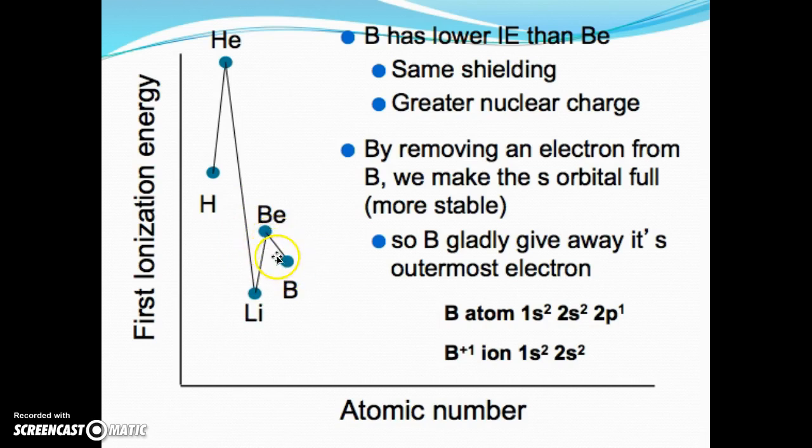But the nuclear charge has increased. But when we remove an electron from B, we end up giving it a full s orbital. So B gladly gives away its outermost electron, because if we look at the electron configuration here, as an atom, boron is 1s2, 2s2, 2p1. As a boron ion, it's 1s2, 2s2. So we're making the s orbital full, which is more stable than having a full orbital or a half full orbital.